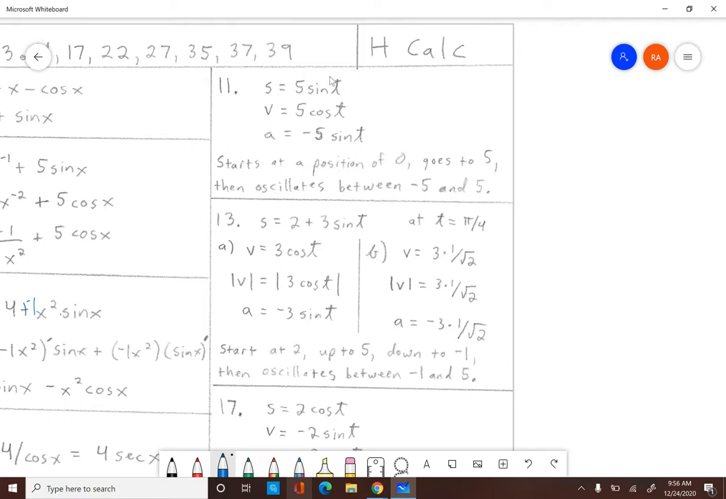So looking at the position of this function, it's going to start at a position of 0, go to 5, 0, negative 5, 0. Again, this is going to be one of those oscillating motions that's going to oscillate between 5 and negative 5 with a center line or a midline of 0.